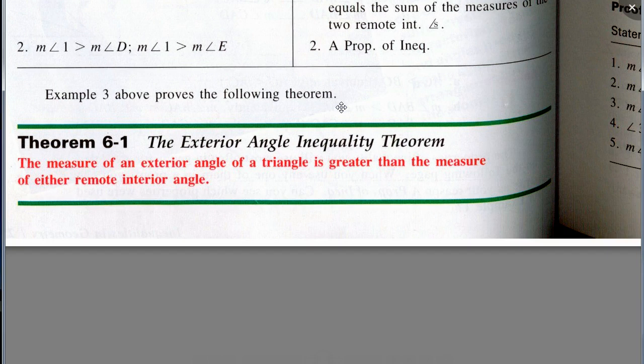What it says is exactly what you expected. The measure of an exterior angle of a triangle is what? Greater than the measure of either remote interior angle. It means, right, for one of those. We're not talking about the sum of those or anything like that. Be careful. The other theorem was talking about the sum of the remote interior angles. Is this talking about the sum of the remote interior angles? No, it's saying if you were to compare the exterior angle versus one of those remote interior angles, it's going to be greater. It's going to be greater for either one of those. So this is always going to be true.